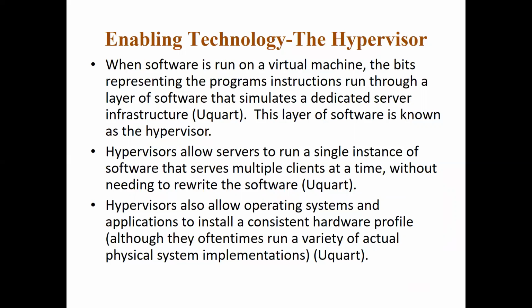When software is run on a virtual machine, the bits representing the programming instruction run through a layer of software that simulates a dedicated server infrastructure. I think you caught this word already. This layer of software is known as the hypervisor. The hypervisor allows the servers to run a single instance of software that serves multiple clients at a time without needing to rewrite the software. The hypervisor also allows operating systems and applications to install on a consistent hardware profile, although they often run on a variety of physical system implementations.